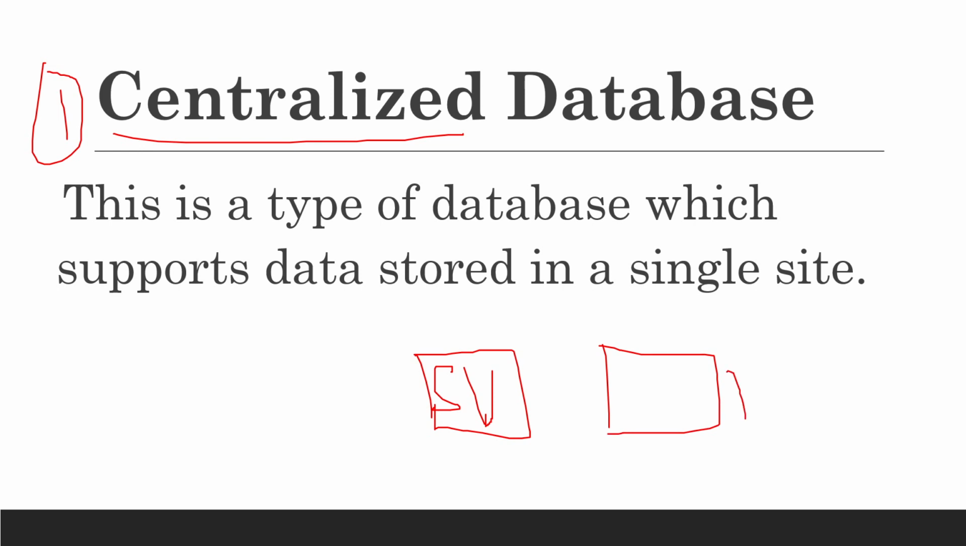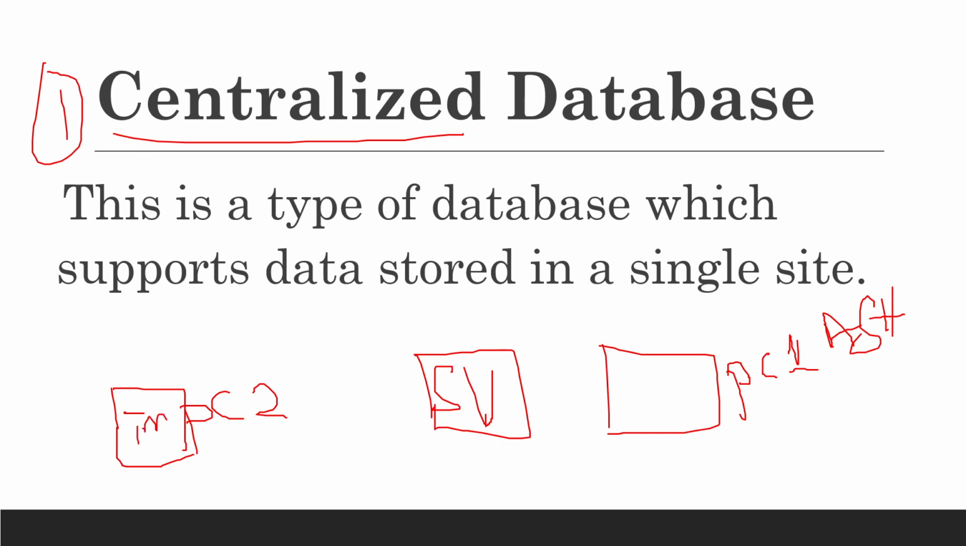So let's say this is PC 1, okay. This PC 1 is in Ashaiman, so let me use ASH to stand for Ashaiman, and then this one here is in Tema, okay. Let me use TM for Tema. So that is PC, let's say this one becomes PC 2, and this becomes TM for Tema. Now let's assume that the bank is known as Unibank. So Unibank here is in Ashaiman, and we also have Unibank in Tema.